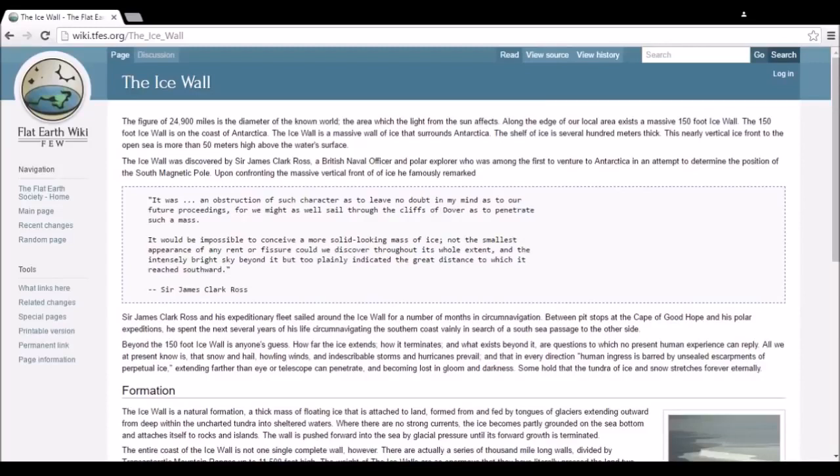Now they're going to claim that the ice wall was discovered. It was not discovered. It has been around since the formation of what we know as the planet. Its circumference and figures are 24,900 miles in diameter of the known world. The area which the light of the sun affects, and the shelf of the ice is several hundred meters thick. Along the edge of our local area exists a massive 150-foot wall, the 150-foot ice wall on the coast of Antarctica.